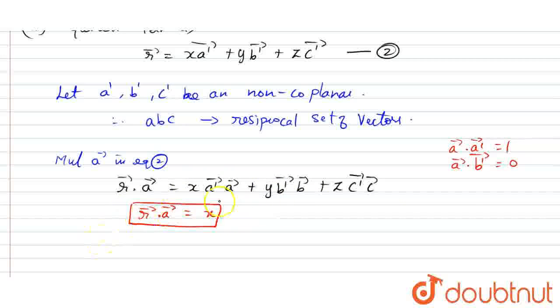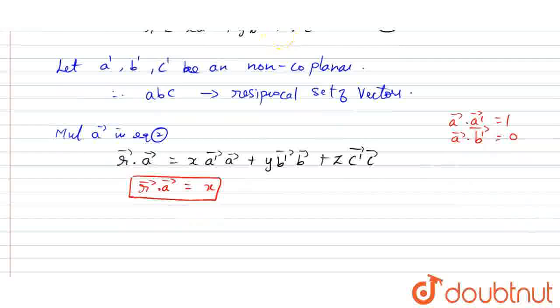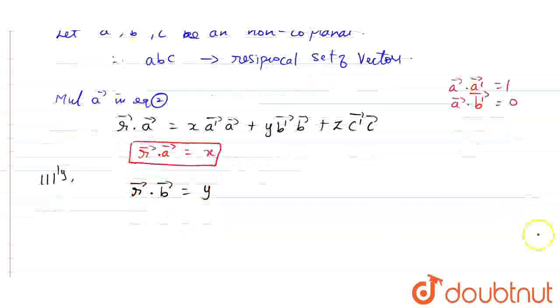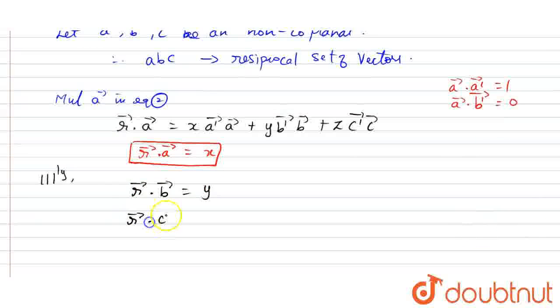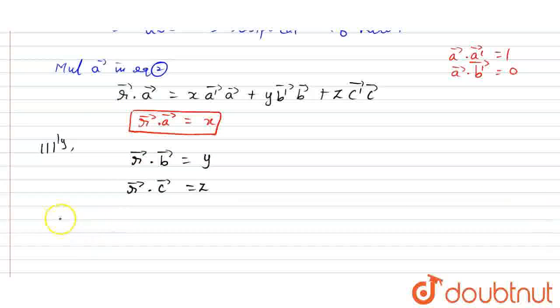Similarly, r vector dot b vector equals y, and r vector dot c vector equals z. Okay students, so these are the x, y, z terms. Now we're going to substitute in equation 2.